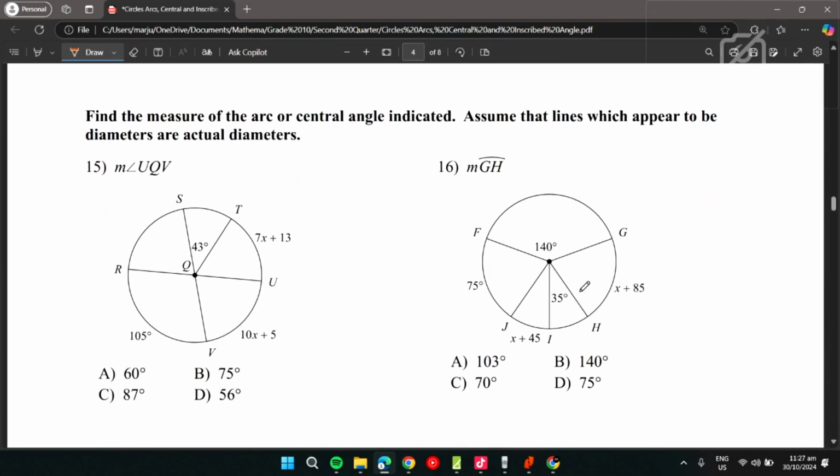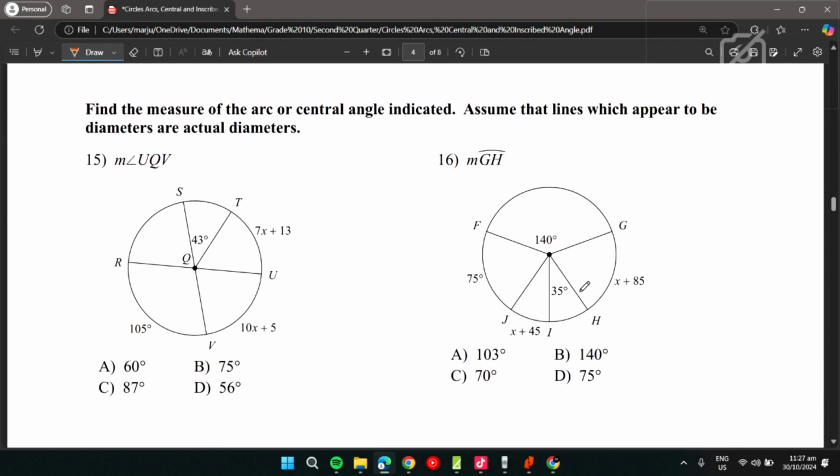All right, 15. Ang dami namang radius nito. Okay. Pero again, I know you can do this. Find the measure of the arc or the central angle indicated. Assume that lines appear to be diameters or actual diameters. So, we are asked to find the measurement of the angle UQV. Asan yung UQV? Eto. We are asked to find this angle. Anong measurement ng angle na yan? So, what is the actual measurement of that angle?